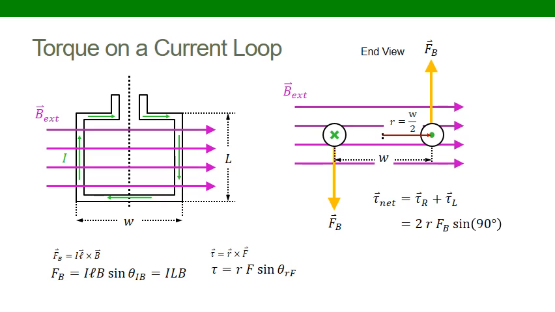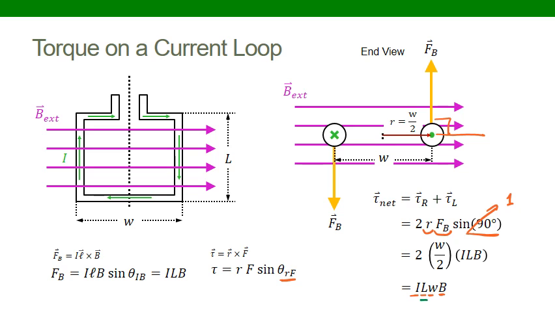Now, in this orientation, the angle between my distance and my force is all set up to be 90 degrees. And as said before, the sine of 90 is going to be 1. So now we can just put in our magnitudes, the magnitude of our distance and the magnitude of our force. And what we find is that the net torque on this wire is going to be the current in the wire times the length of the rectangle times the width of the rectangle, times the magnitude of our external field.